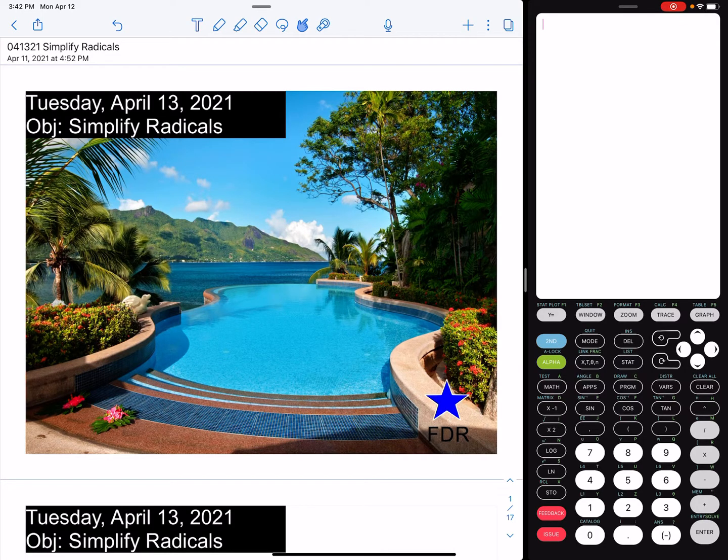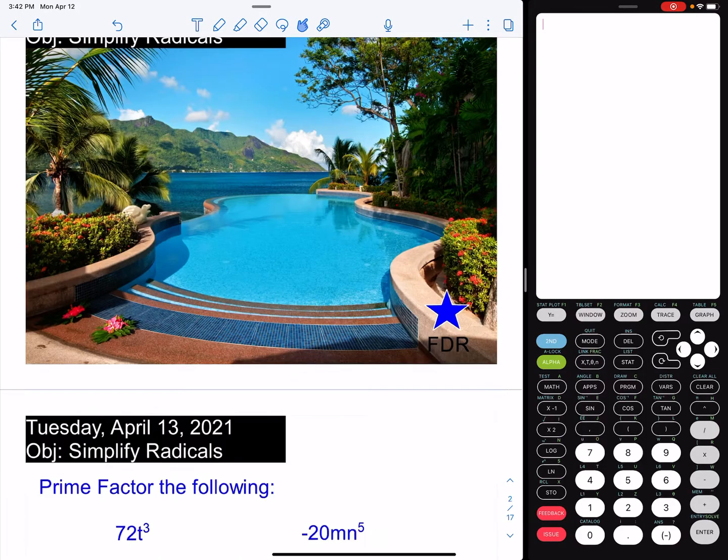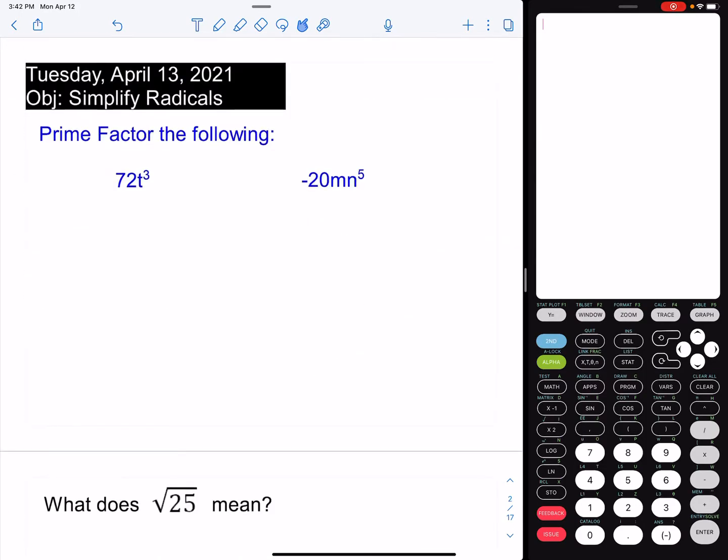Hello class. Today we're going to talk about simplifying radicals. But first, let's review what we talked about yesterday. So what I'd like for you to do is prime factor each one of these monomials. So pause the video and prime factor them like we did on our assignment the other day.